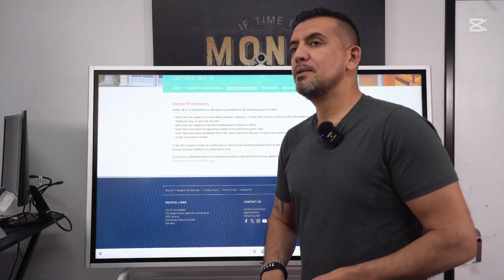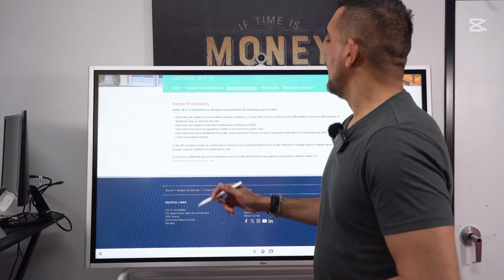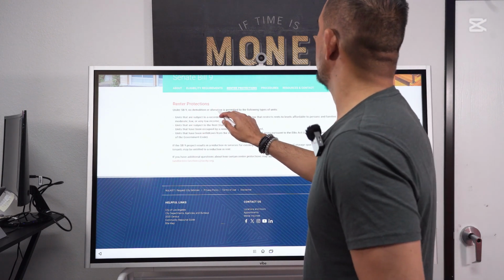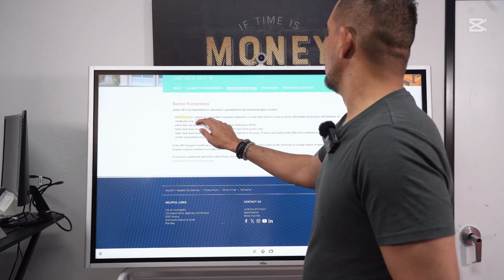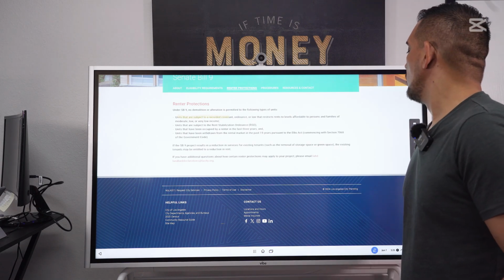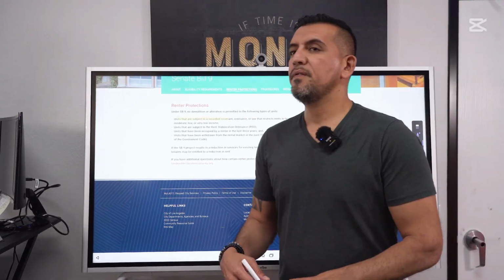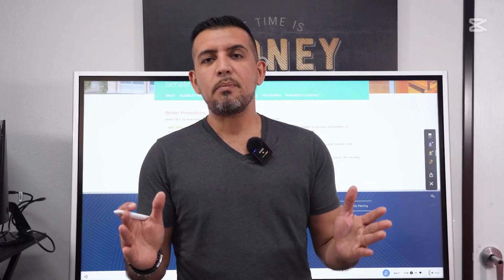So SB9, because it contributes to the housing crisis here in California. Under SB9, no demolition or alteration is permitted in the following types of units that are subject to recorded covenants, ordinance, or law that restrict rent levels to be affordable to persons and families of moderate, low, or very low income. So basically what it's telling you is that if you have low income families renting there, you cannot just come in and tell them, look, you've got to get out, because I'm going to convert this into an SB9, I'm going to remodel it. That's not the way it works. So in other words, these renters are still being protected. Renters are being protected pretty much.